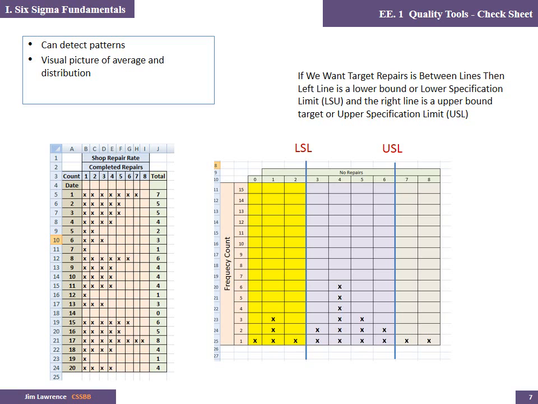The LSL and the USL are the lower spec limit and upper spec limit. That's something we'll be talking about a little bit more also, which we can see visually here with this check sheet with proper arrangement: those number of repairs that are falling outside of our desired limits for number of repairs.